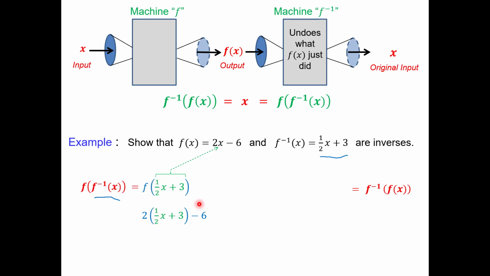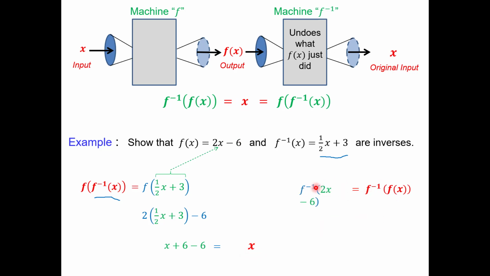Anytime you have f of some quantity like this, some expression, all of this right here, it just takes the place of where x was originally. And then from here, you just simplify. So distribute the 2, and then simplify, and you get x. And that's what we were expecting, but we proved it. Okay. Let's try it this way.